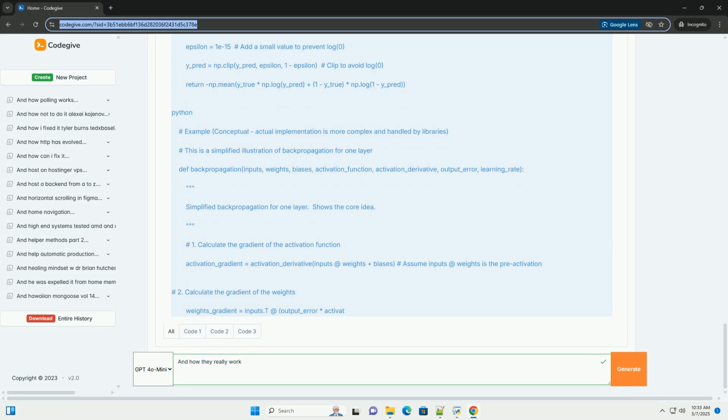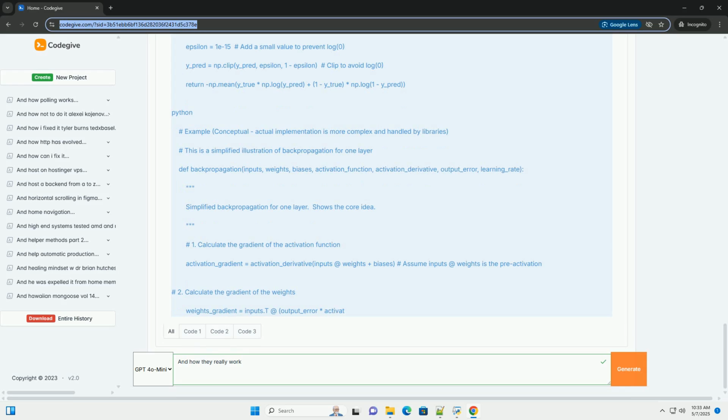5. Layers. Neurons are organized into layers. Input layer: receives the initial data. The number of neurons in this layer corresponds to the number of features in your data set.